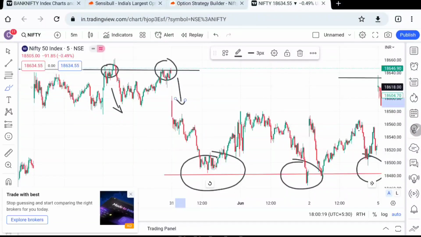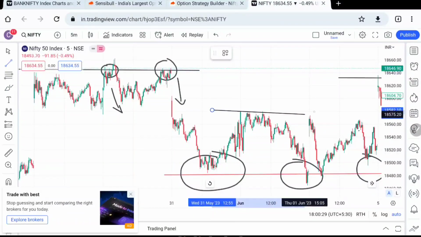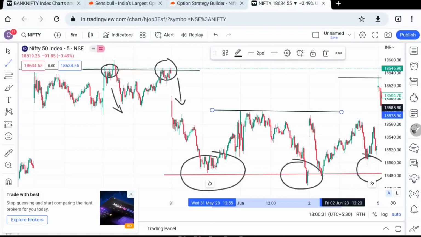And obviously resistances and supports are always historical, which means you have to see the previous data to find at which point you have a resistance or support. So see, here also we have a resistance, because the market is going almost to that point and coming down from that point. So these are called resistances.